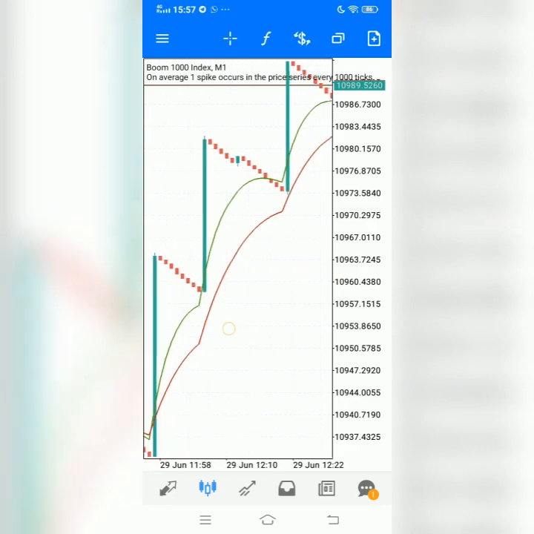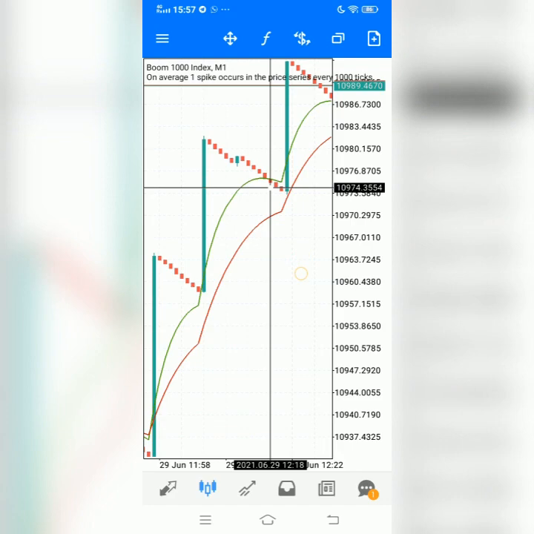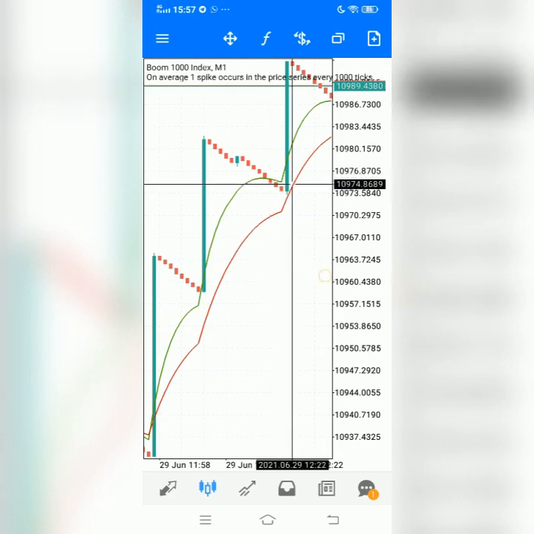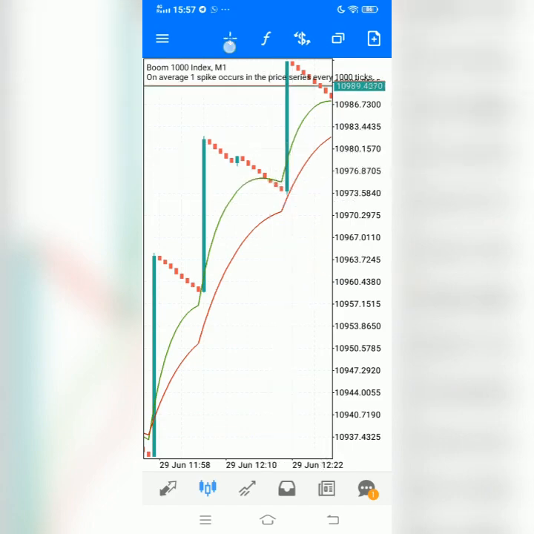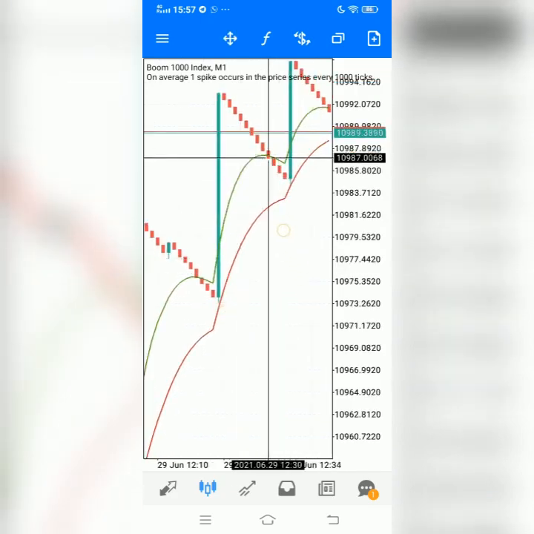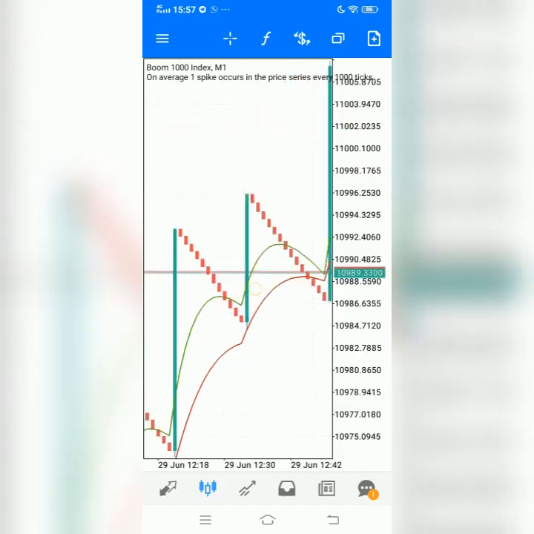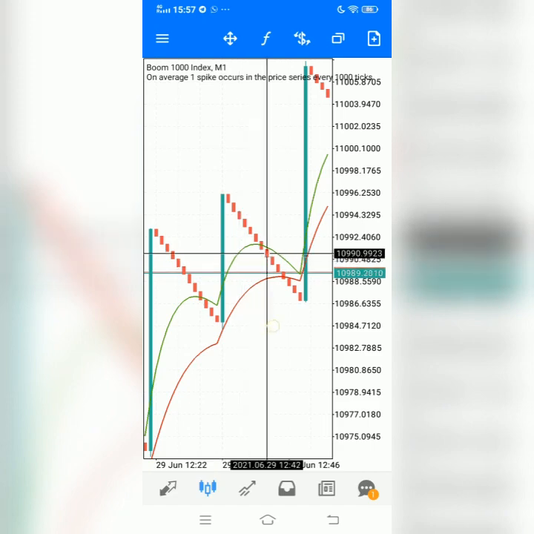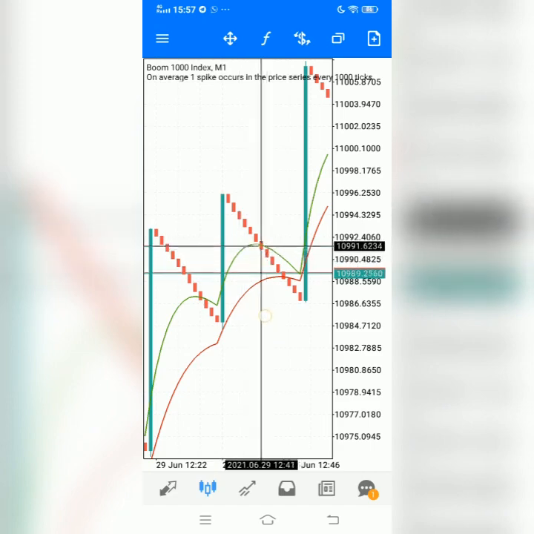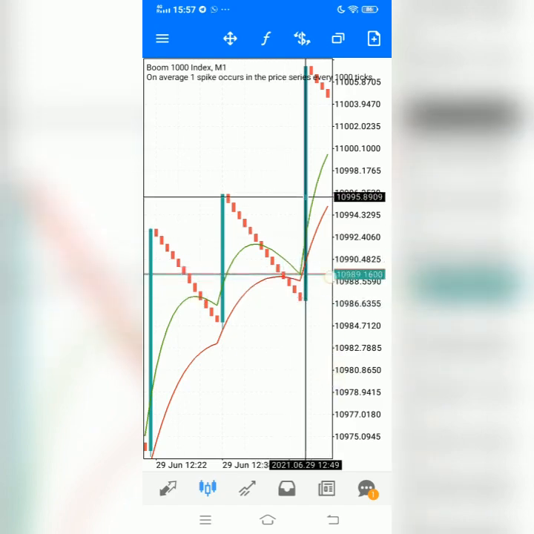And then we go again. We enter once the green touches the red candle and spike. Go again. Green touches the red candle and spike. And we look again. Green touched the red over here, didn't spike. The green touched the red candle, it didn't spike. The green touched the red moving average, still didn't spike, and then it spiked.